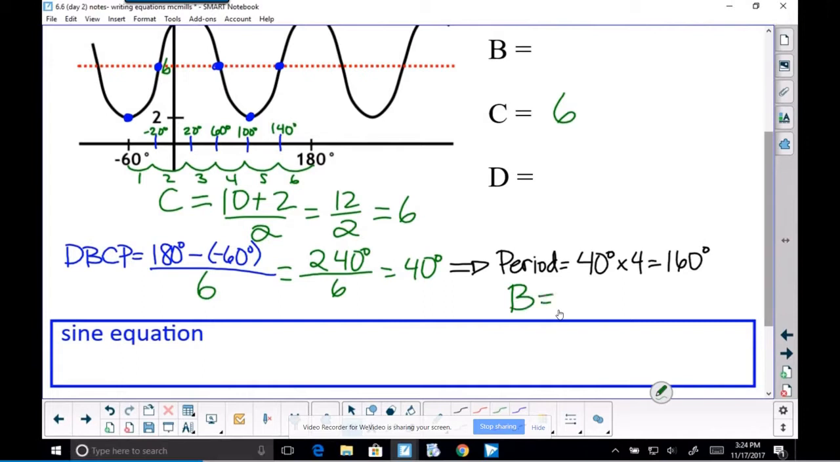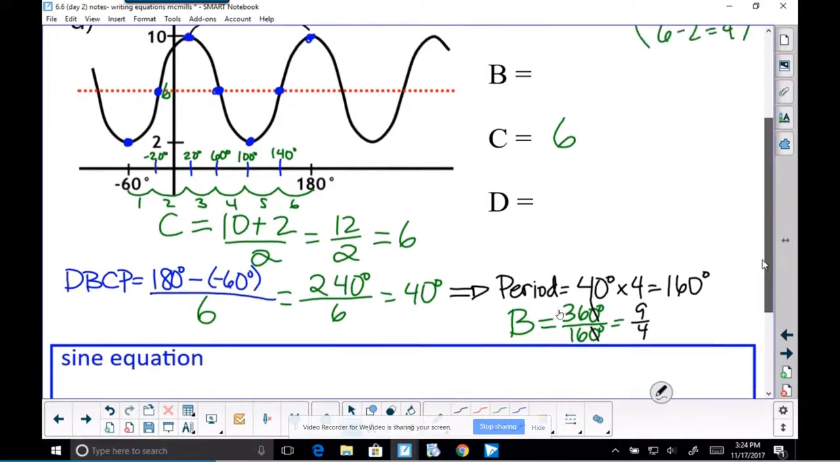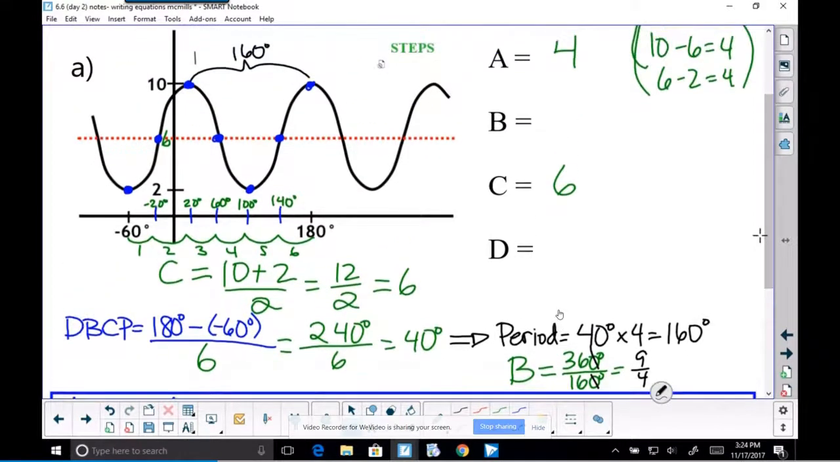B is equal to, in degrees, 360 degrees divided by the period, which is 160. So then you reduce that, and you're going to end up getting 9/4 because 36 divided by 4 is 9, 16 divided by 4 is 4. So B is 9/4.